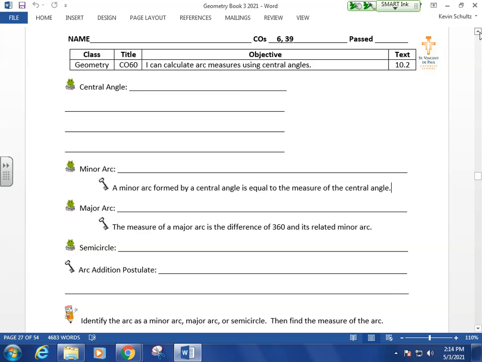Because just like how segments have measures and angles have measures, circles have arcs, which have measures, right? We talk about a triangle or a quadrilateral. We've got 180 degrees in a triangle, 360 degrees in a quadrilateral. Each angle has a measure. How many degrees are in a circle? Any circle, no matter how big or how small, 360. And how we measure those degrees is by using arcs.